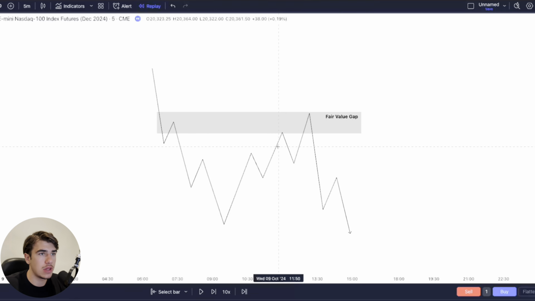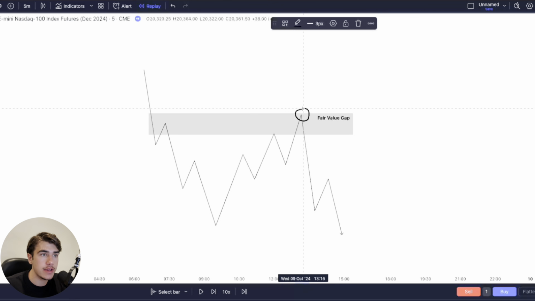So taking a look at this example, I have drawn out a fair value gap here. Now right here is not the first time that price has visited this fair value gap, because if we take a look over here, we can see that a high was made inside of this fair value gap before this high right here was made. That means that this high right here failed to do its job, which was to balance out this imbalance that we have right here. As you can see, there is still imbalance right here because the market did not fill the entire fair value gap.